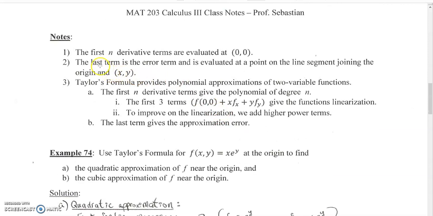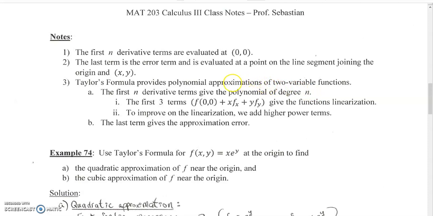The notes here are that the first n derivatives are evaluated at (0, 0). The last term, the error term, is evaluated at a point on the line segment joining the origin and (x, y), just like the error term when we had it at (a, b). Taylor's formula provides polynomial approximations of two variable functions. The first n derivative terms give the polynomial of degree n.